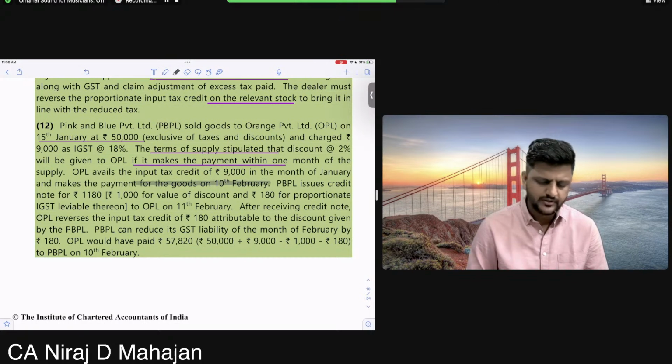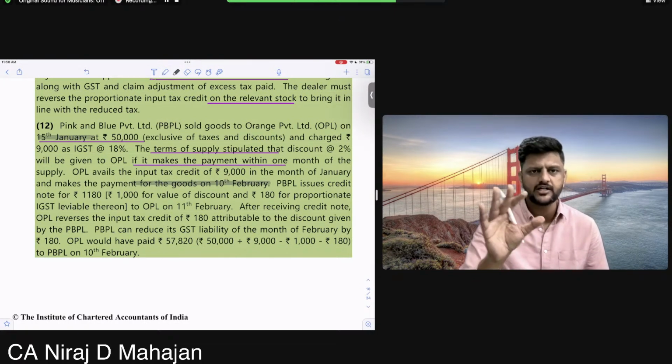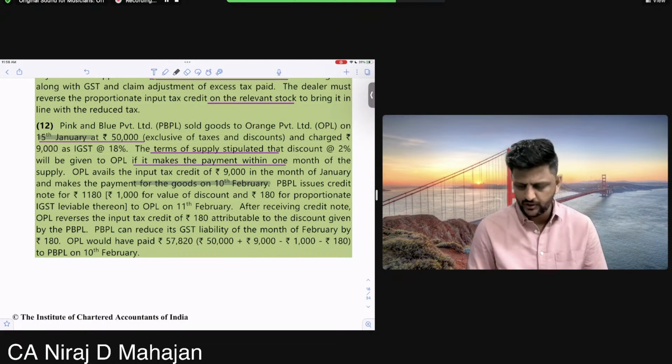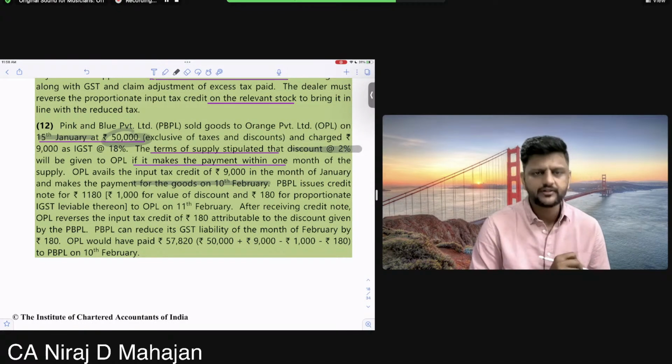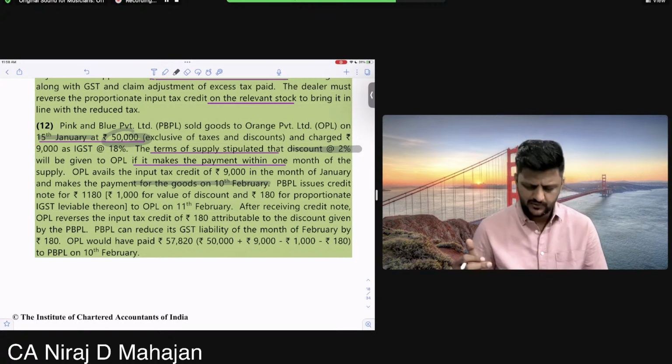But why? Because the credit period was given from 15th January. Within 1 month, payment is done. Condition satisfied. Is the credit note discount allowed? Yes, 2% of 50,000. It's 1,000. Correct? Are you all with me still, Nitin?